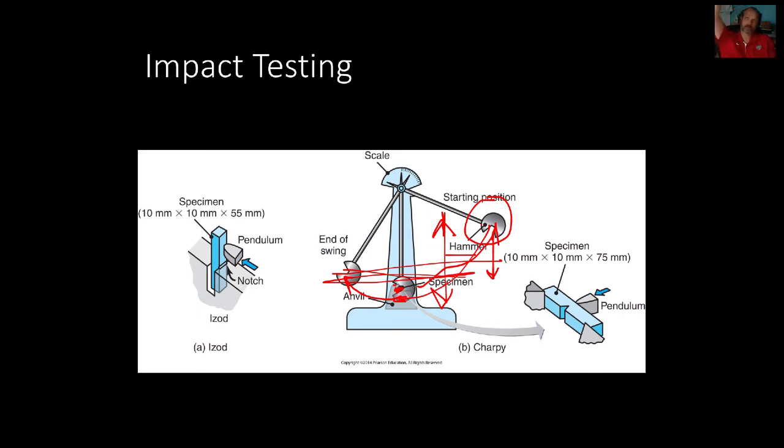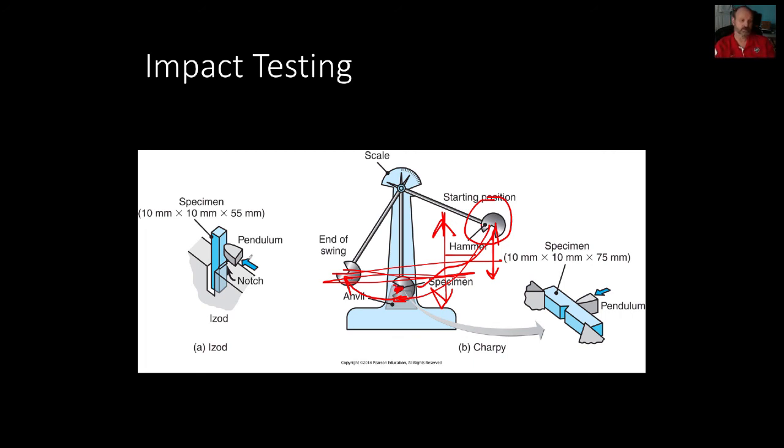So I drop it from up here, it swings down, it hits the specimen, and it only goes part of the way back up. Then I can look at that difference in height, and I know the mass of the pendulum and what gravity is, so I can determine the change in the energy and get an idea of how much impact the specimen can take.